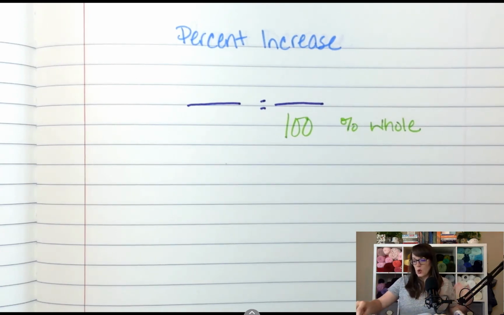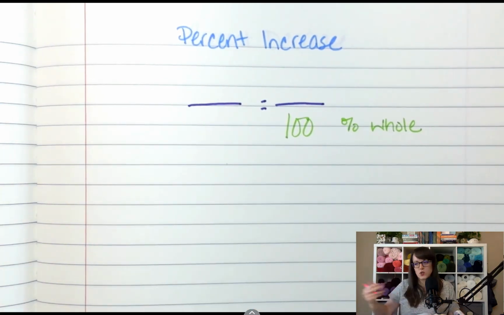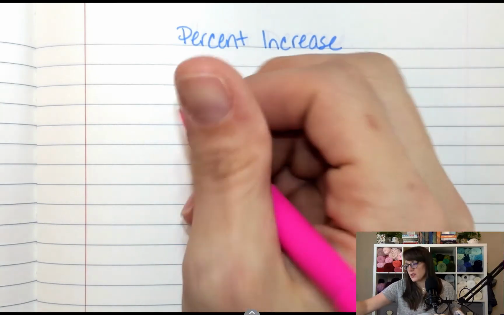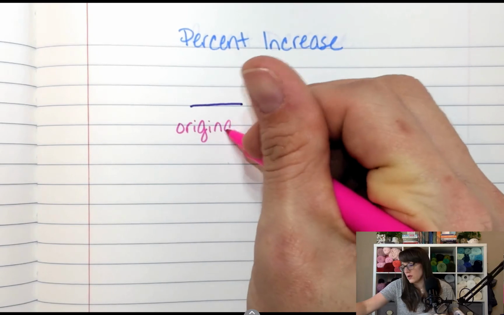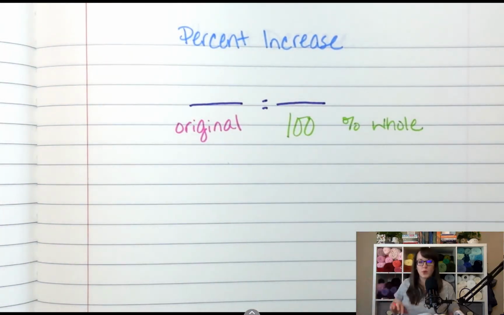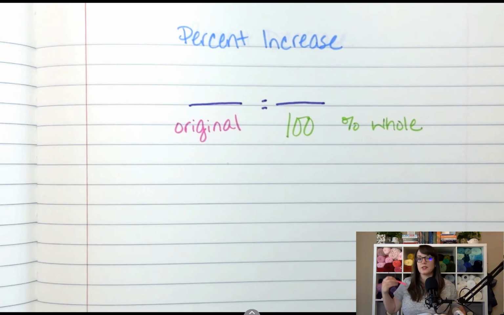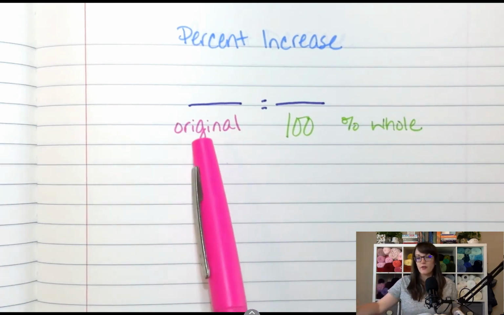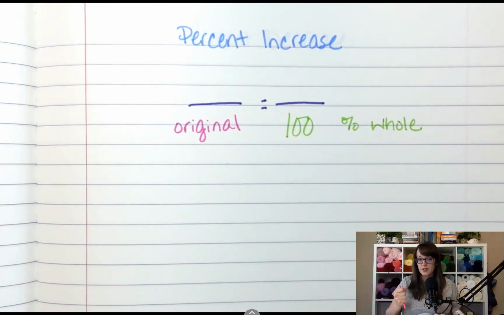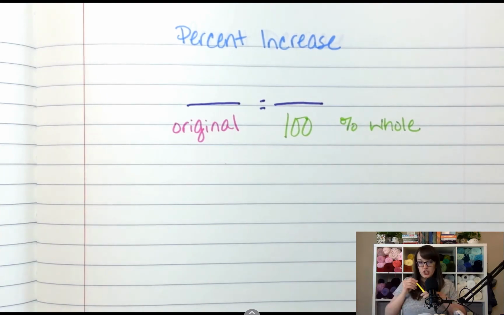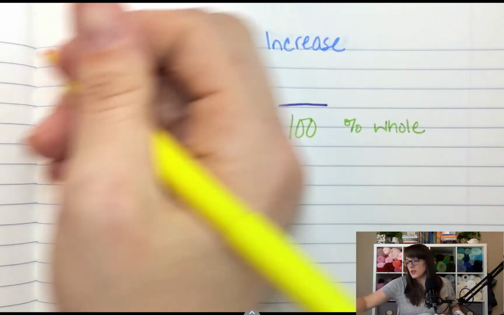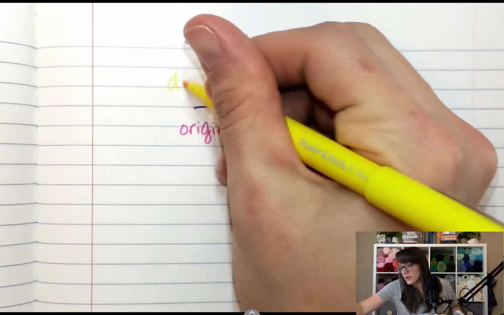And in the bottom left corner, this is the whole. This is the original. This is what comes first. So this is the original number. We'll just say original, because we're looking at how something is changing. So whatever it was first, that's going to go here. And now, since we are looking at how something is changing, how much it changes is going to go in the top left. So this is going to be the difference.